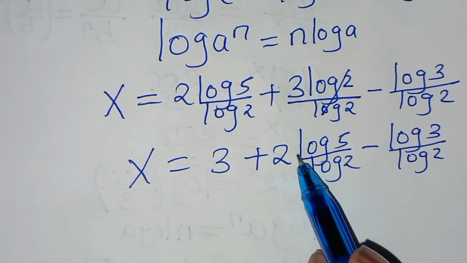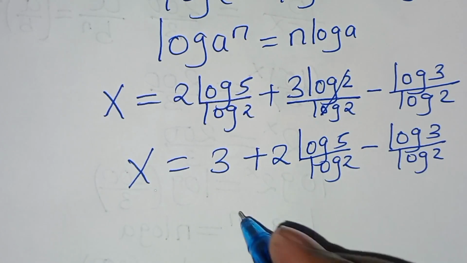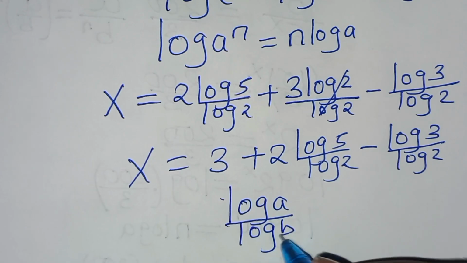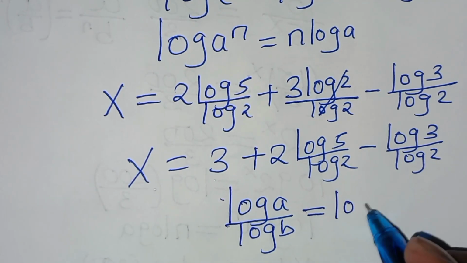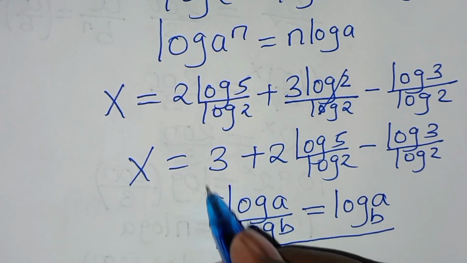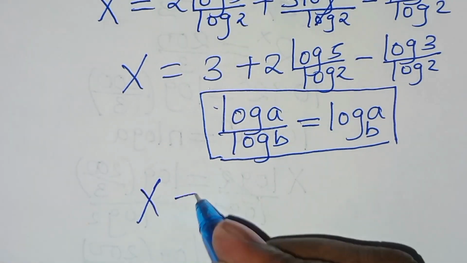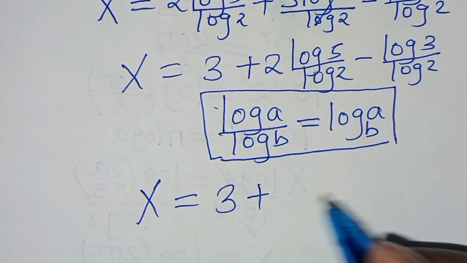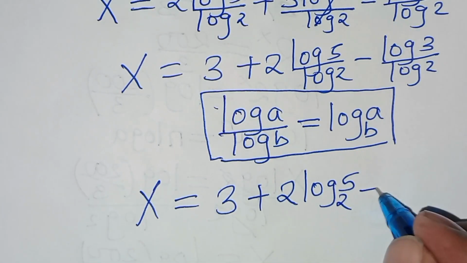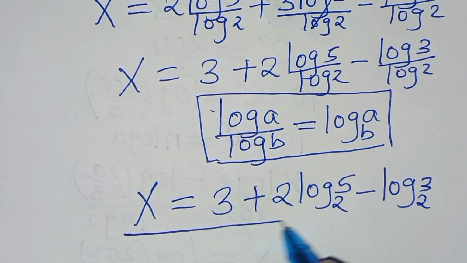Now we have log 5 divided by log 2 and log 3 divided by log 2. This is actually in the form of log a divided by log b, which we can express as log a to base b. So let's apply this logarithm property, so that now x can be expressed as 3 plus 2 log 5 to base 2, subtract log 3 to base 2. So this is the value of x.